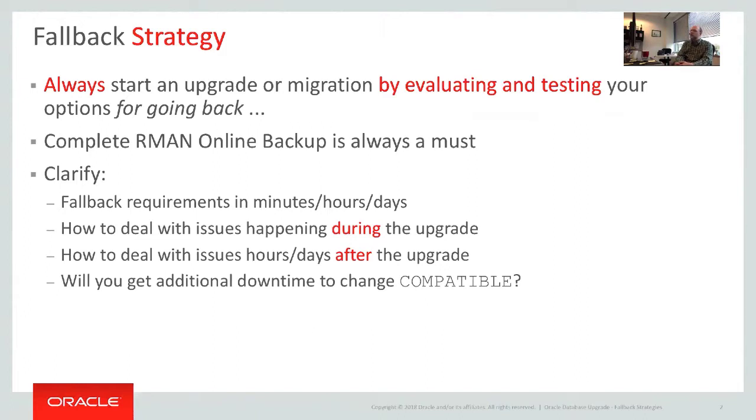Or what happens if you find a problem several days or even weeks after the upgrade, such as, let's just say you have a rarely used application that you didn't realize wasn't certified with the new release, or you have some other remote database that has a DB link to your upgraded database, but it's at an earlier version where the DB link isn't supported. What do you do in that situation? And then think about whether you'll have the additional downtime available to set the compatible parameter.